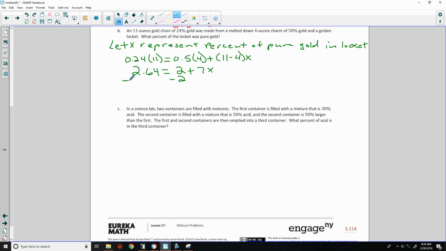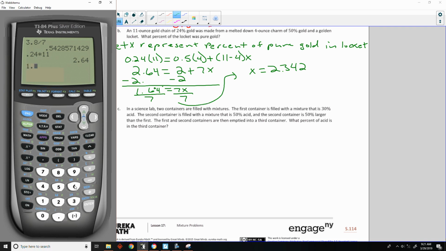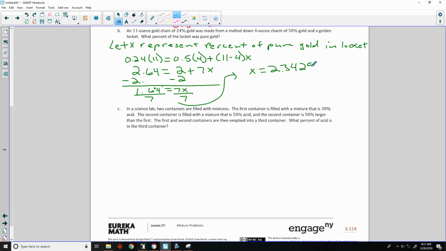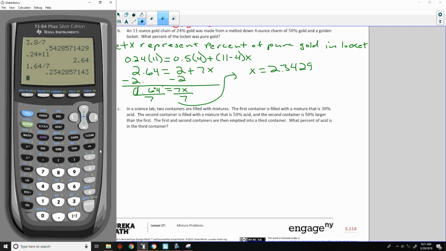Okay, I'm going to subtract 2 from both sides, and I get 1.64 equals 7x. Divide both sides by 7, and I get x equals 7 times 2 is 14 with a remainder of 2, and so on. Or if I just go like this, 1.64 divided by 7 is 0.23428. Let's just go out 4 decimal places. Oh, it's 0, silly. All right. So 0.64 divided by 7 equals.